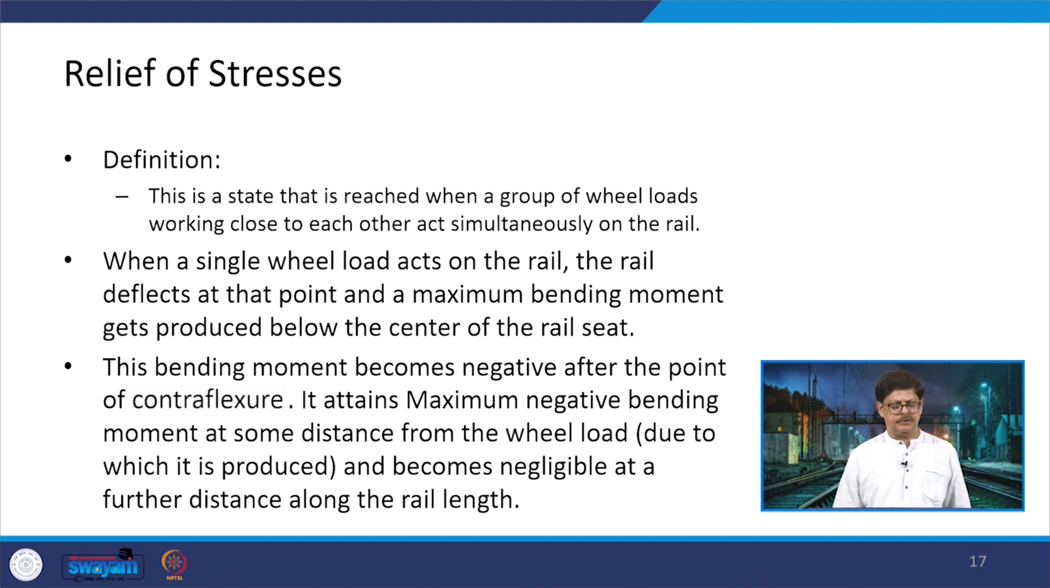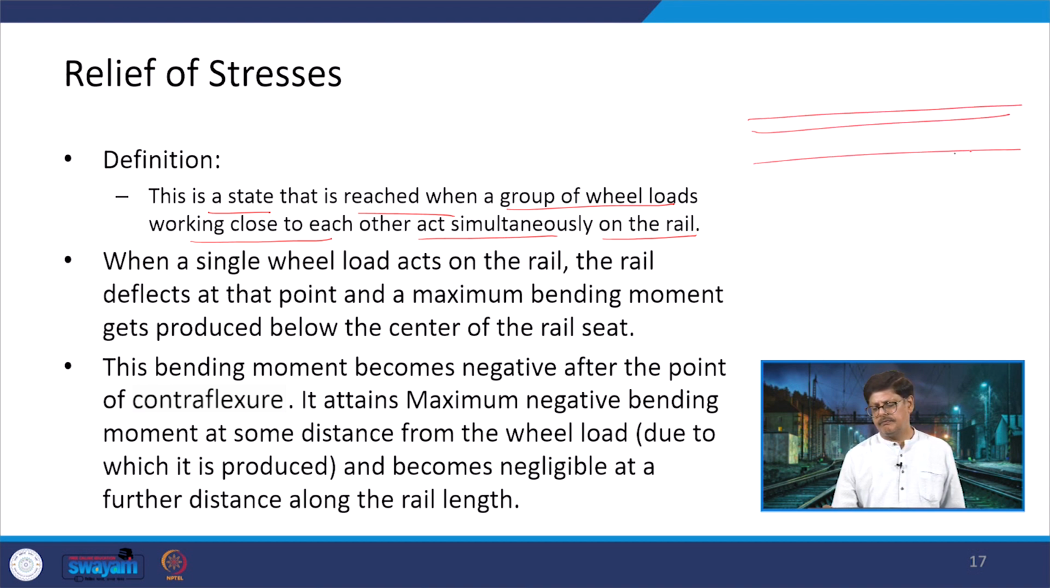Now, what is relief of stress? This is a state that is reached when a group of wheel loads working close to each other act simultaneously on the rail. So, we have a rail section and there is a wheel here, and then there is another wheel, or there may be a number of wheels. They have a center to center spacing, say S, and the loads are coming on the top of these wheels because of the wheel axle arrangement. So, there is going to be some issue here, because of this wheel the deformation will be there.